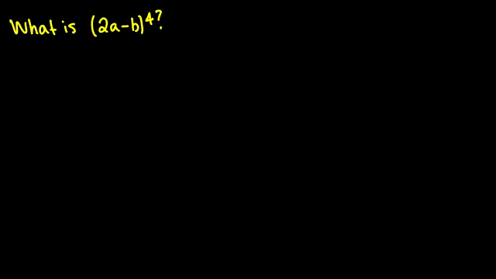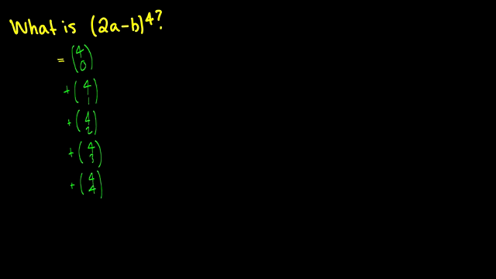But what is 2a minus b raised to the 4? So I'm going to do this really quick and point out the important things here. Our first one is going to be 4 choose 0. In fact, I'm going to add them all vertically, just easy visually. So we're going to have 4 choose 0 all the way up to 4 choose 4.